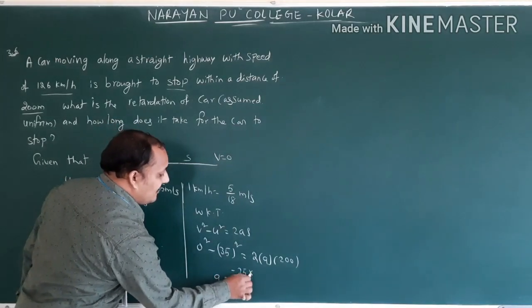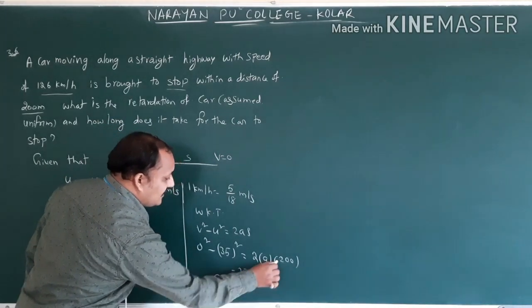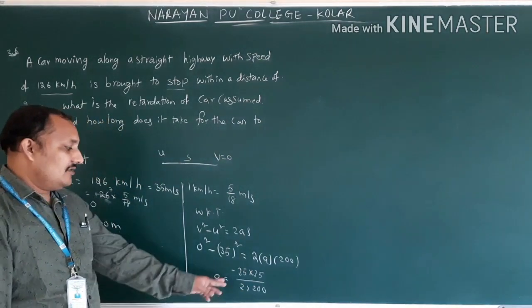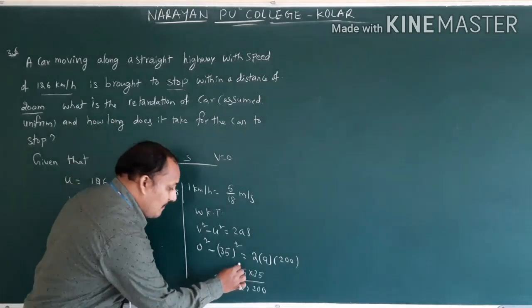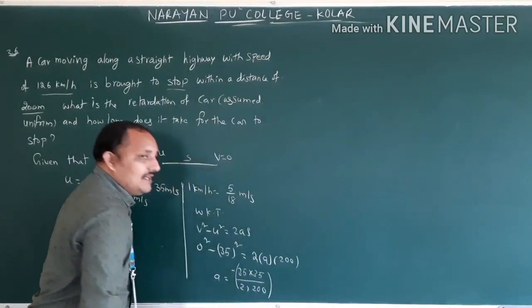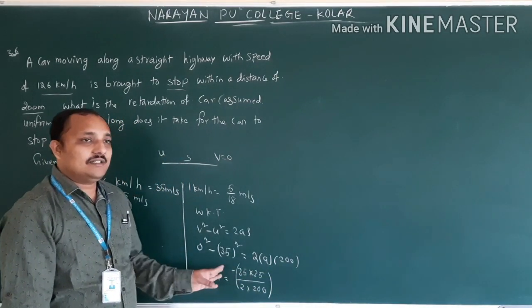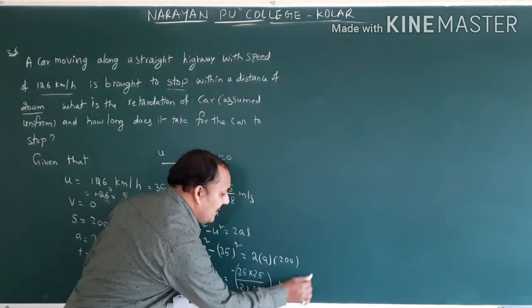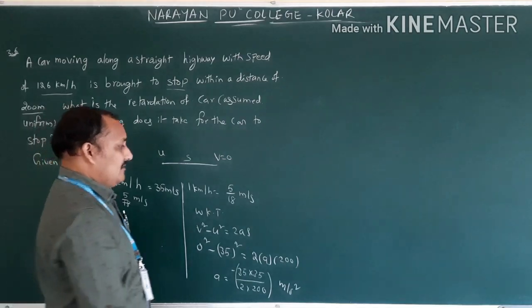minus 35 into 35 divided by 2 into 200. So you can solve this one. This value you got is negative. The negative value means it is moving with retardation. What are the units? Meter per second square. So you can solve this one.